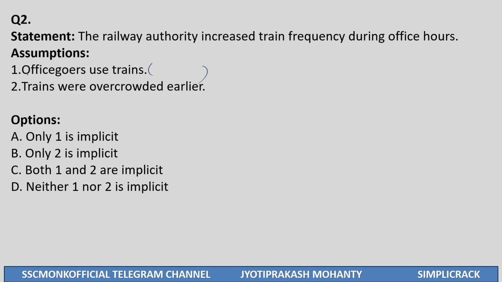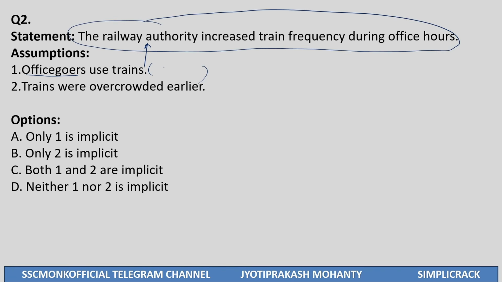Now, if office-going individuals are not using the train, that means there is no purpose of increasing the number of trains. That means if I remove this particular assumption, this statement will be false. So that means it is supporting the statement. Also, if I remove it, it will ensure that this statement won't be true. That means this assumption is correct.